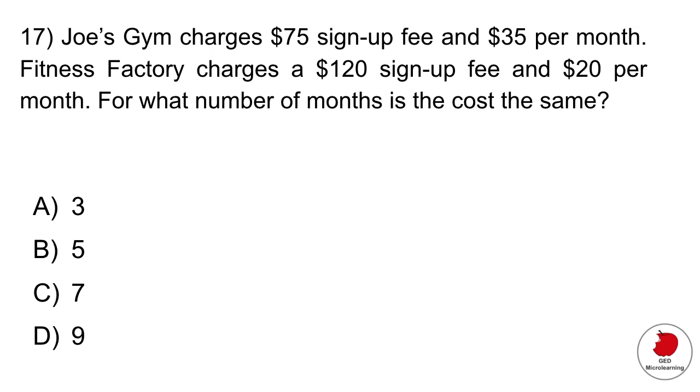Okay, Joe's Gym charges $75 for a sign-up fee and $35 per month. Fitness Factory charges a $120 sign-up fee and $20 per month. For what number of months is the cost the same?